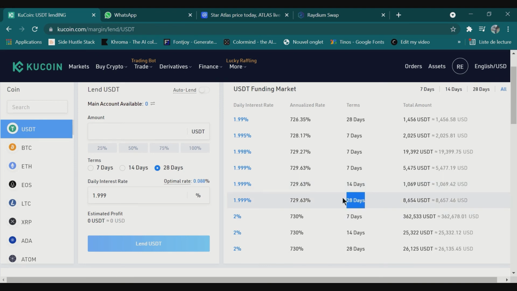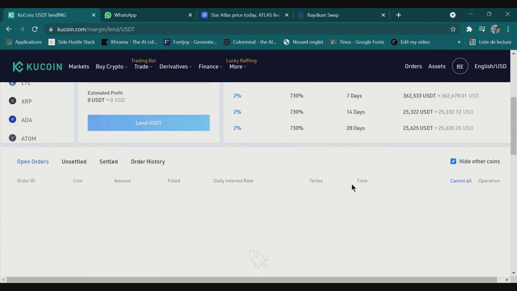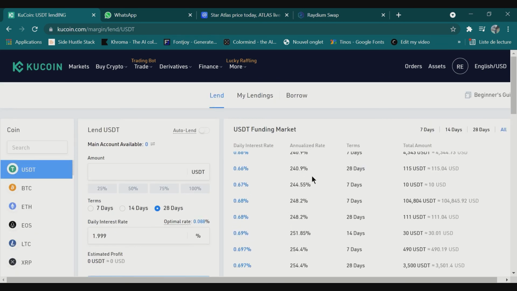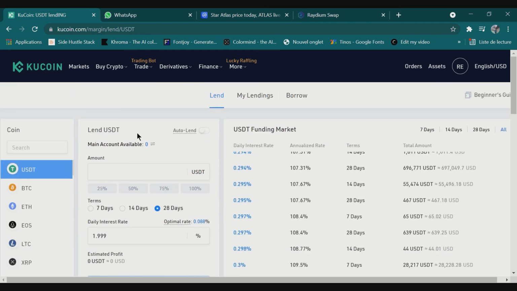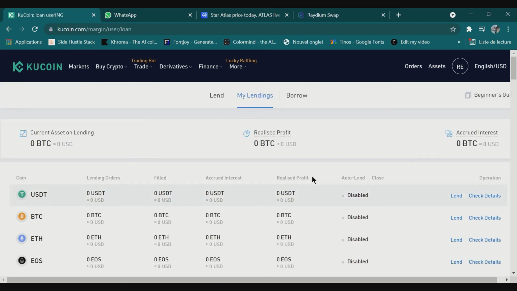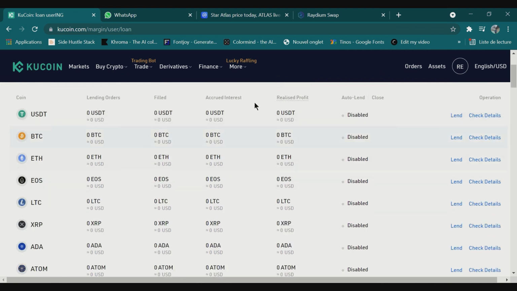The period of time you would need to give out your USDT in order to get 729%, and all you would need to lend is, you could literally lend $1,000 for an annual return that's that high. So it's pretty insane, as you can see. It's pretty huge. You can do lots of things with staking on their website too. If you have any lendings, then you can see the realized profit, the current asset on lending, and the accrued interest, total profit on all of your stakings. And so that's pretty much it.